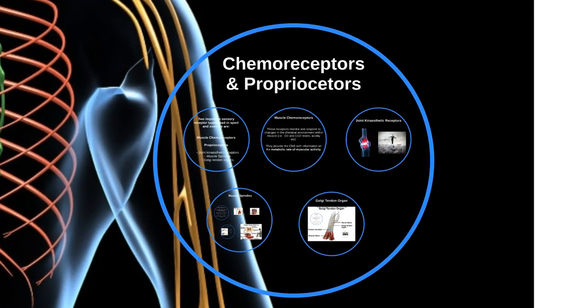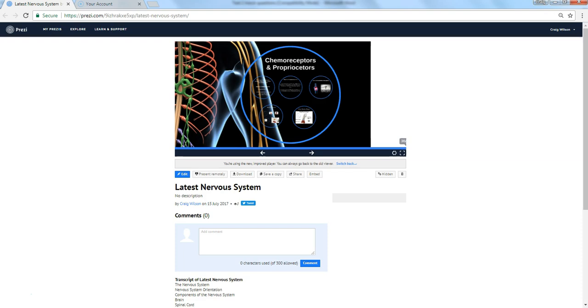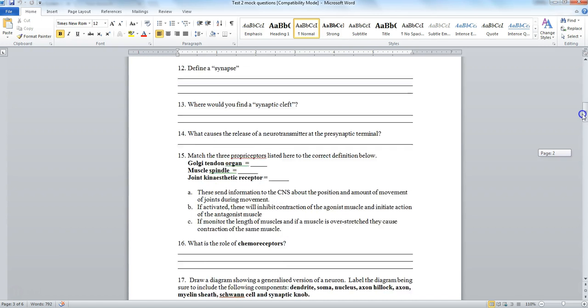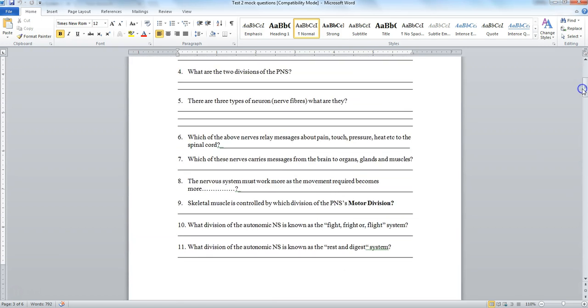Alrighty, so we're on to the last bit, and that is chemoreceptors and proprioceptors. What we're going to do though is dive in and answer the questions from the stuff we just talked about and get them done. So we'll go back up here. We're finishing off page 1 here, the different divisions. Number 9, skeletal muscle is controlled by which division of the PNS motor division? And the answer to that is the somatic division.